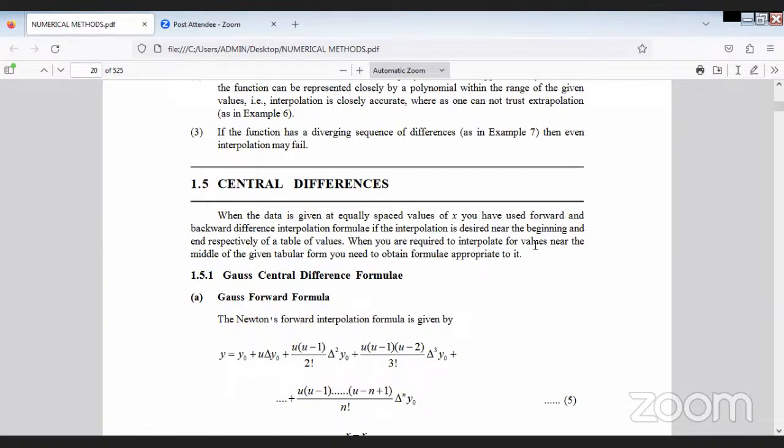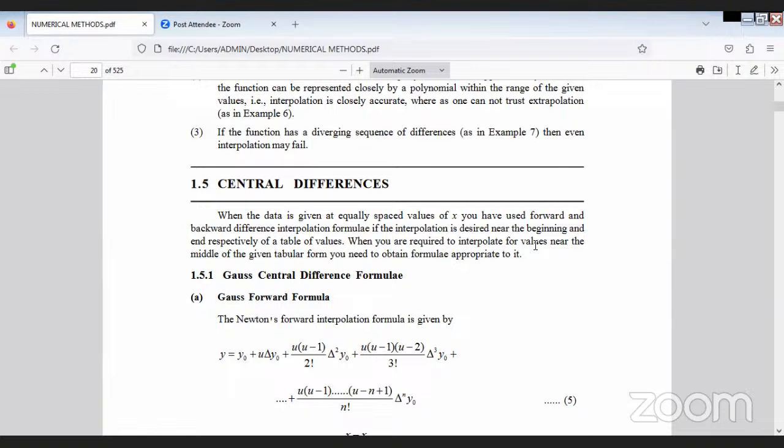When the data is given at equally spaced values of x, you use the forward and backward difference interpolation formulas if the interpolation is desired near the beginning and the end of a table of values respectively. When you are required to interpolate values near the middle of the given tabular form, you need to obtain the formula appropriately. This is the Gauss central difference formula. What is Gauss? In the Gauss central difference formula, we have the Gauss forward formula.